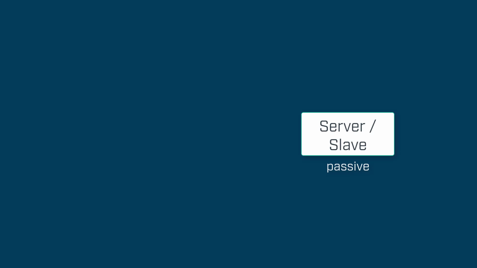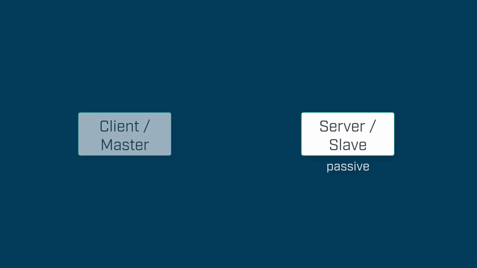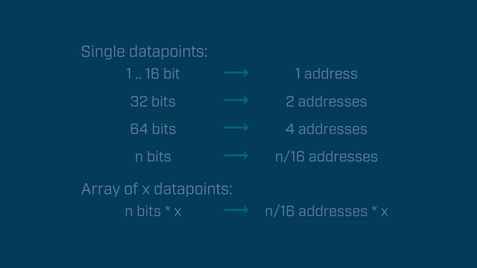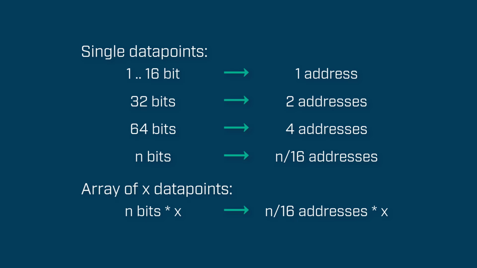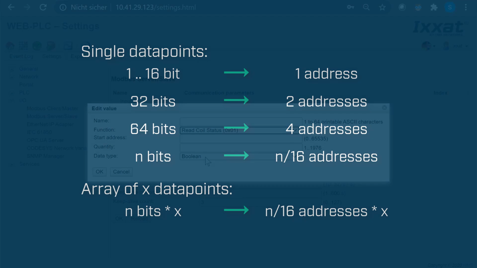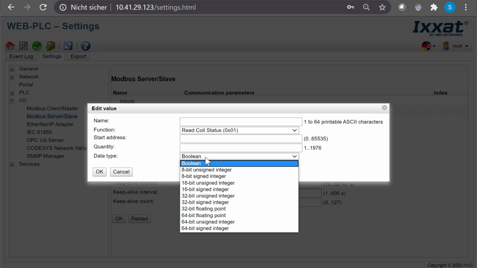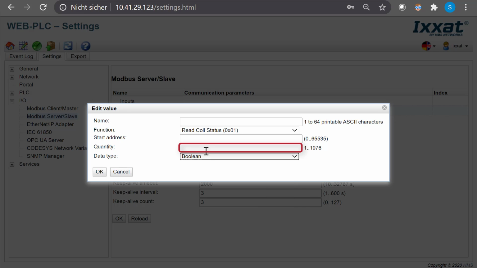A Modbus server slave is passive. The client master can write to it or query an address. One address can contain data types of 1 to 16 bits, so bigger data types occupy as many addresses as their size divided by 16, which has to be entered in the field quantity. This field can also be used to configure a data point array. This can be mapped one-to-one onto another protocol very easily in a later step, if available as an array with the same structure there as well.